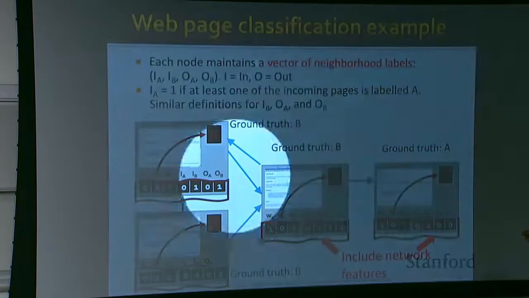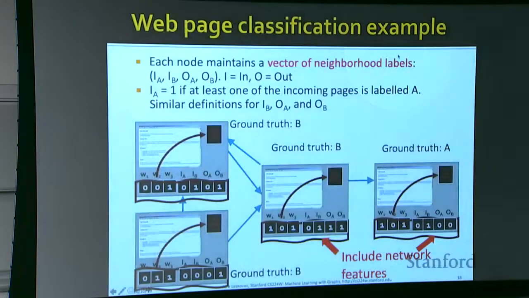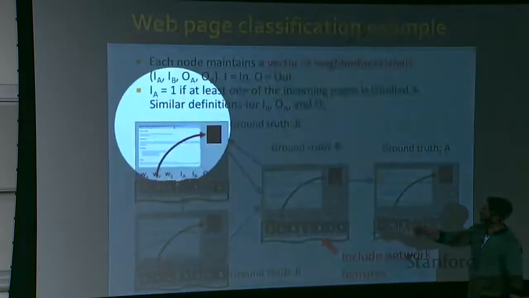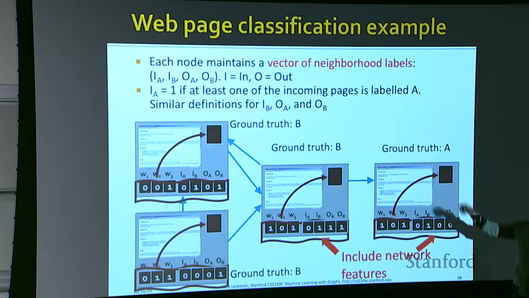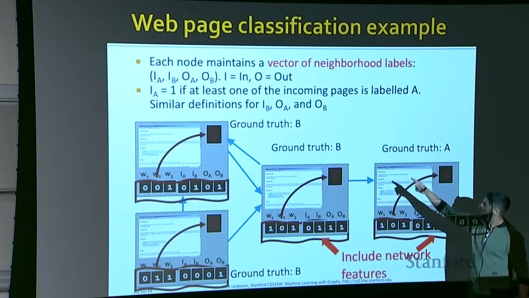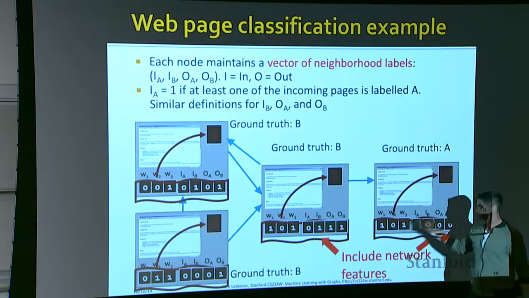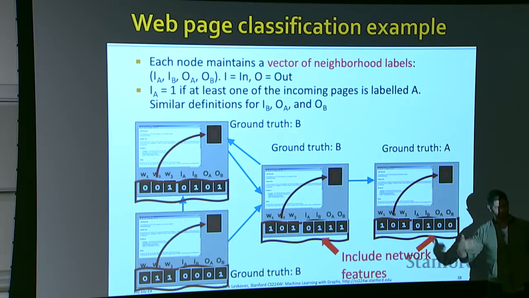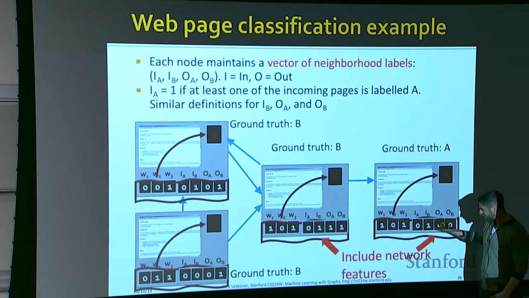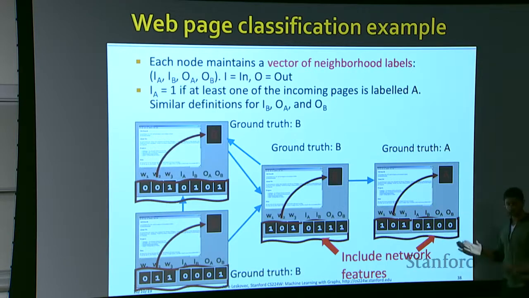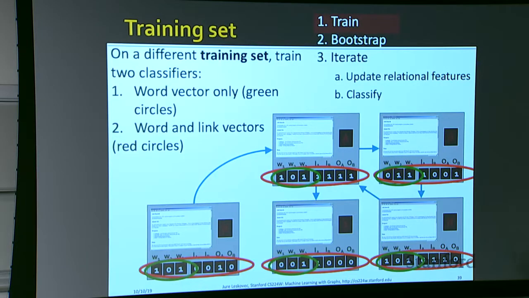So as we said, each of our nodes now maintain a vector of neighborhood labels. So for instance, in this case, we chose the existence aggregator, which basically will tell us a certain feature is 1 if at least one of the incoming pages is labeled A, and you can do the similar definition for all the three elements of the vector, okay? So I of B will be 1 if at least one incoming edge is from a page of label B, or one outgoing edge goes to a page of label A, and so forth, okay? So now we build our network feature vector, and all of a sudden we're able to use more information. Now, how do we make this work better?